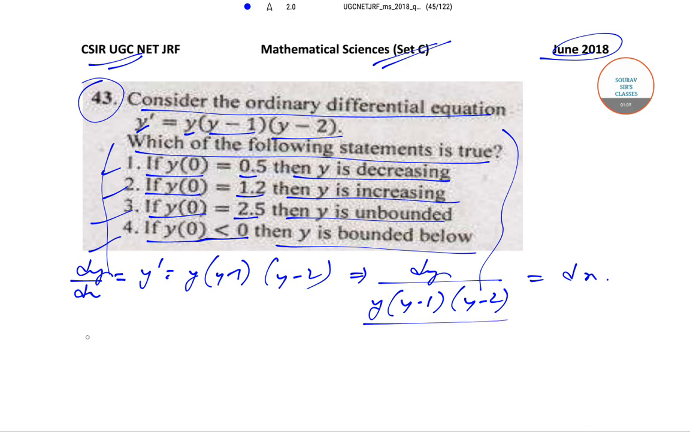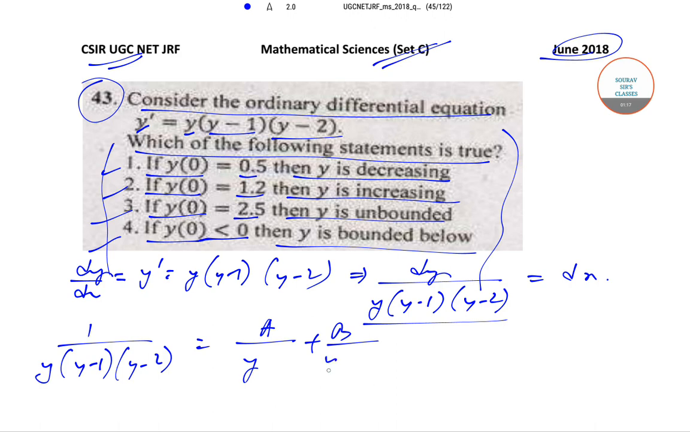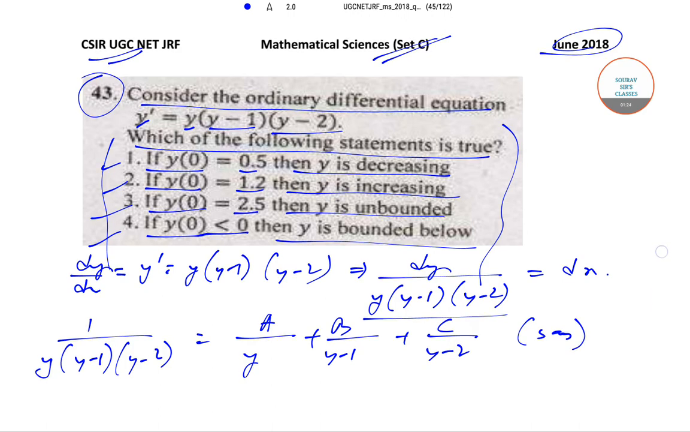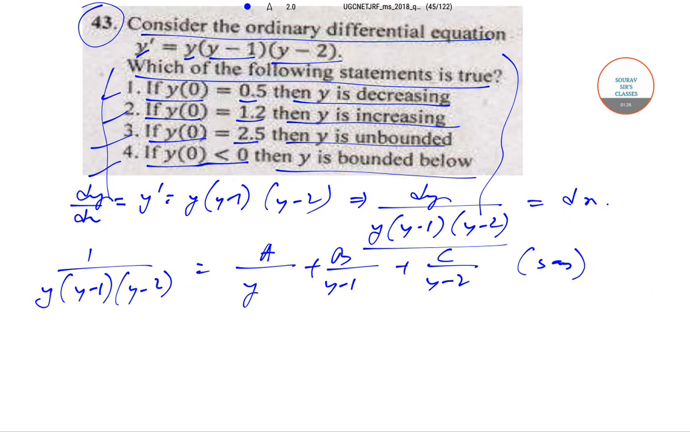So we can write that 1 by y into y minus 1 into y minus 2 will be equal to a upon y plus b upon y minus 1 plus c upon y minus 2. Now we need to find out the values of a, b, c.